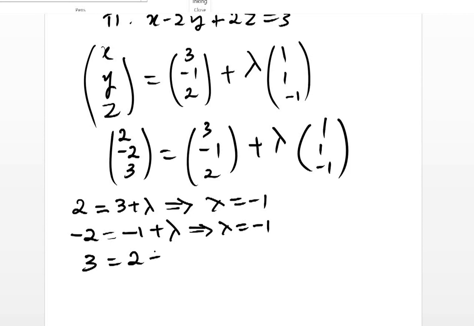3 is 2 minus lambda, and when you solve for lambda here, lambda is equal to negative 1. You see that it's consistent. The value of lambda is uniform. It's constant. And with this uniformity, it tells us that that point belongs to that line. Okay, so that point belongs to that line.